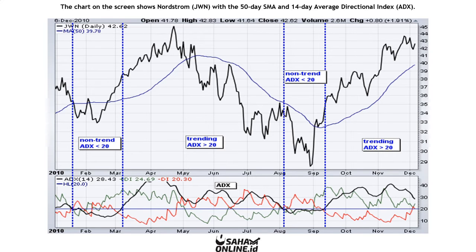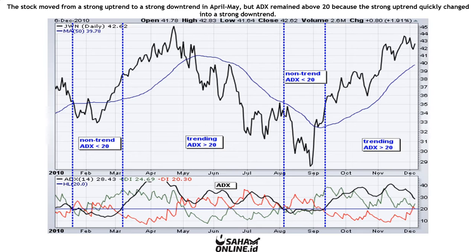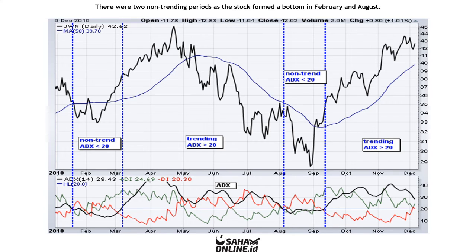The chart on the screen shows Nordstrom, JWN, with the 50-day SMA and 14-day average directional index, ADX. The stock moved from a strong uptrend to a strong downtrend in April to May, but ADX remained above 20 because the strong uptrend quickly changed into a strong downtrend. There were two non-trending periods as the stock formed a bottom in February and August. A strong trend emerged after the August bottom as ADX moved above 20 and remained above 20.